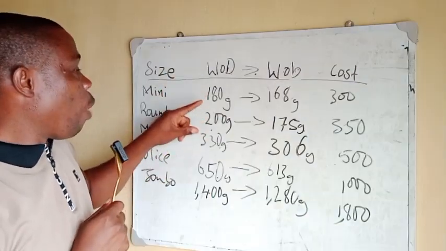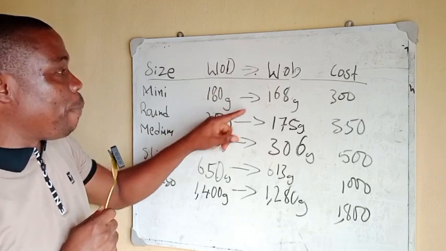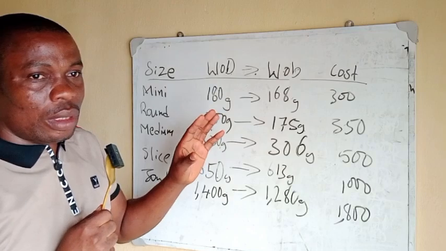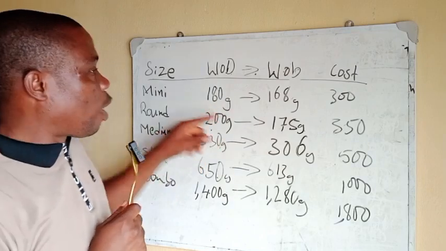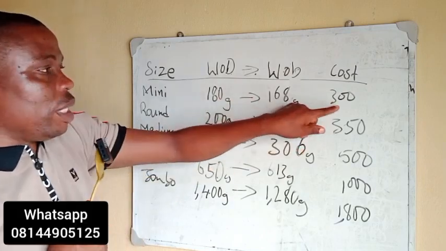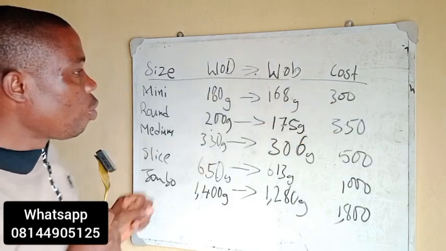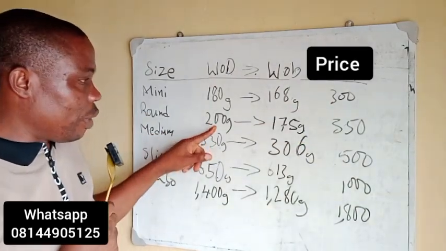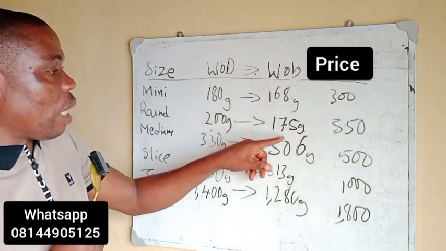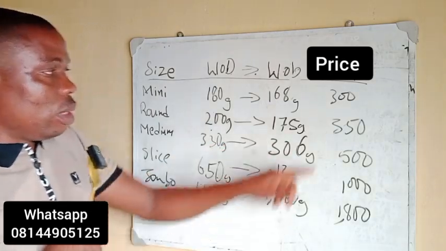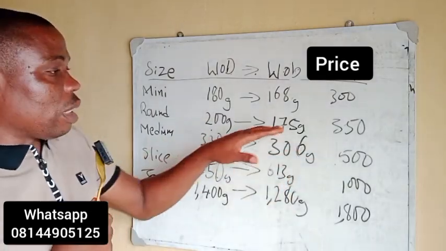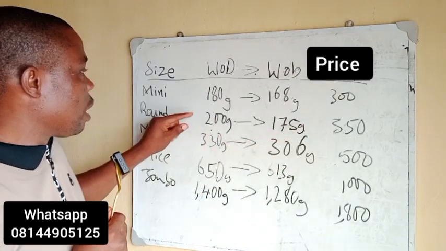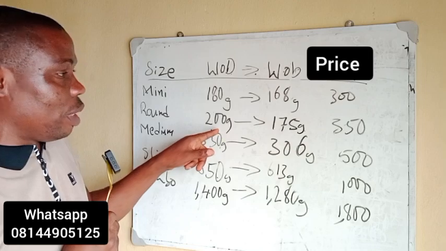So if you weigh 180 grams of dough, after baking, it may reduce to 168 grams. Now, the cost for this type of weight will be 300 naira. If you weigh the round bread, 200 grams, after baking, it will reduce to 175 grams. This will give you 350. You can see the little difference, 20 grams.